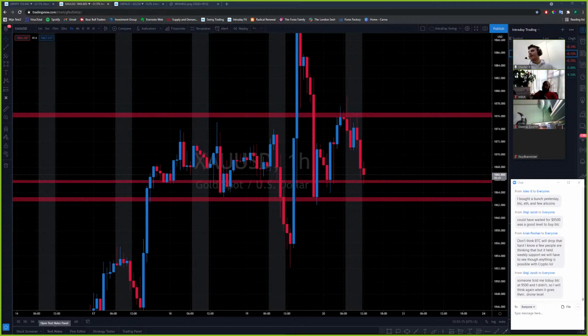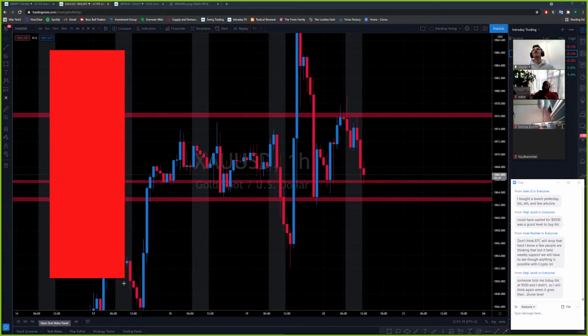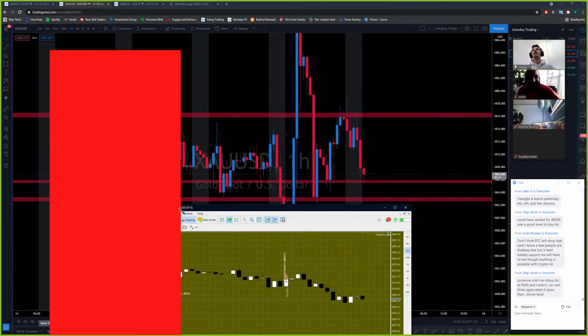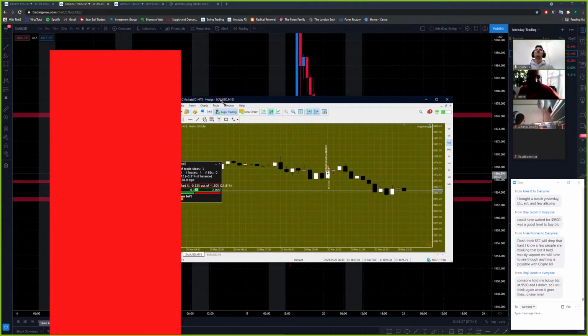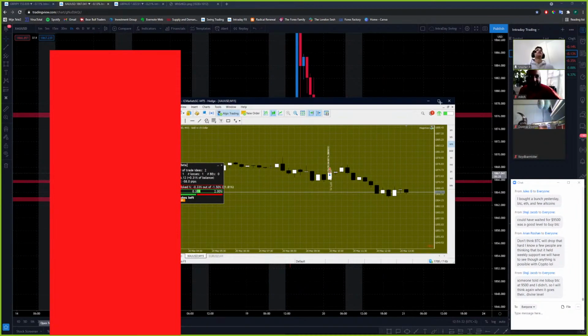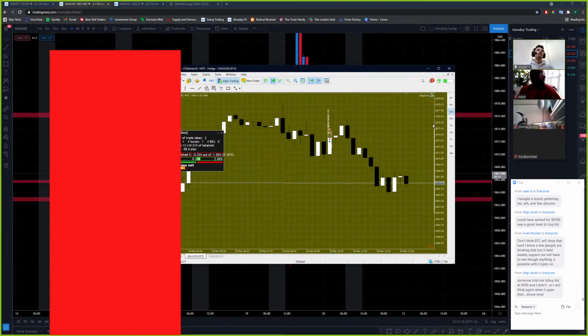I'm gonna hide my account number, because I don't know what kind of trouble you guys can get me in by knowing that number. So don't worry, I'll show you it's a live account. So right here we see it's an IC Markets live account. That's the number over there. And my entry on gold was over here.